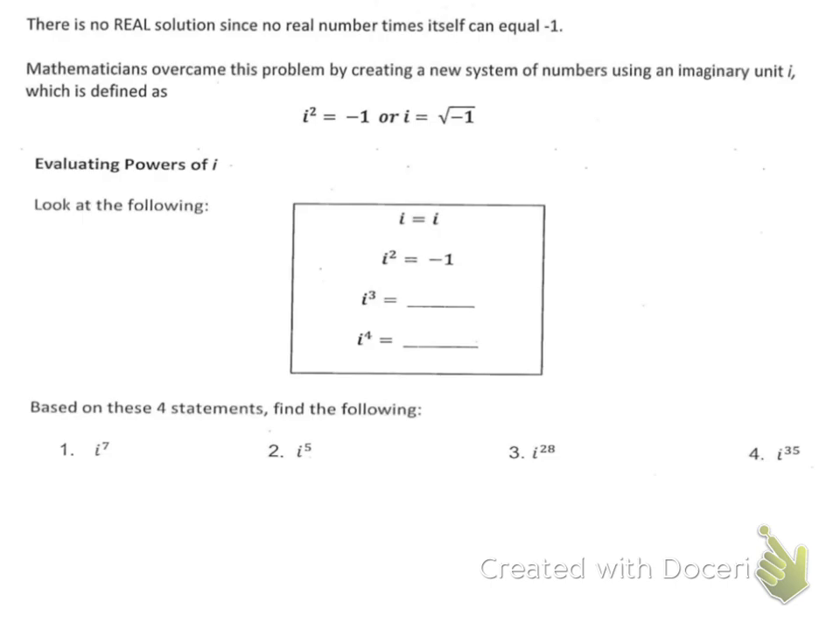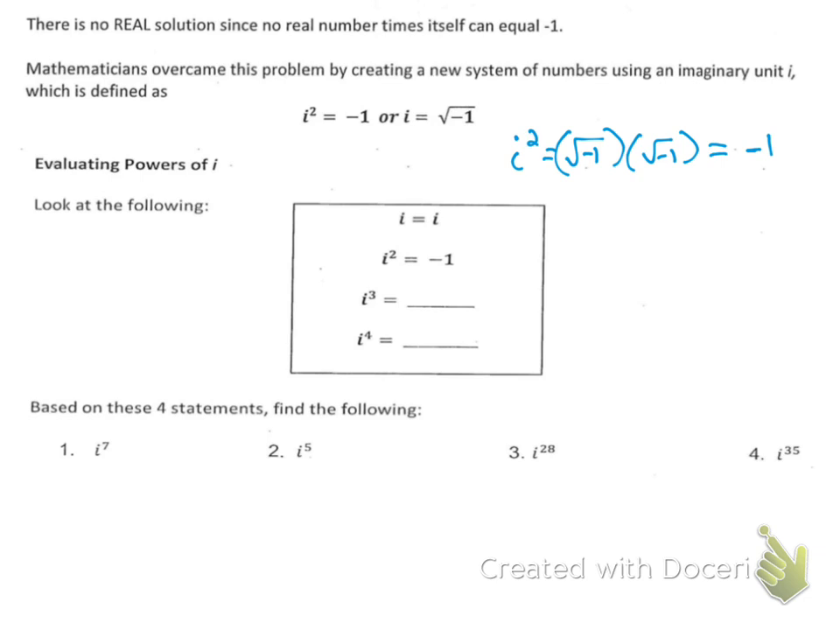There's no real solution since no real number times itself can equal negative 1. Mathematicians overcame this problem by creating a new system of numbers using an imaginary unit i, which is defined as i squared equals negative 1, or i equals the square root of negative 1. So i squared is negative 1 because the square root of negative 1 times the square root of negative 1 equals negative 1.